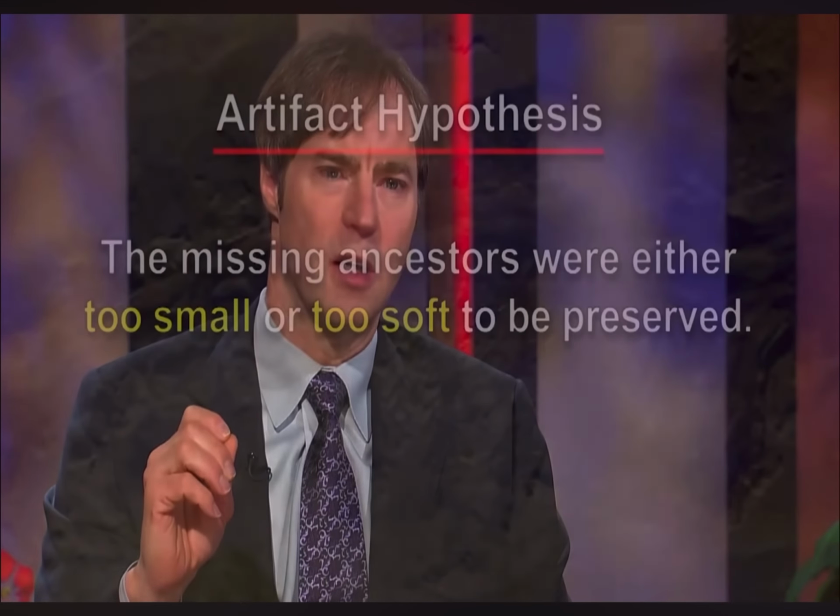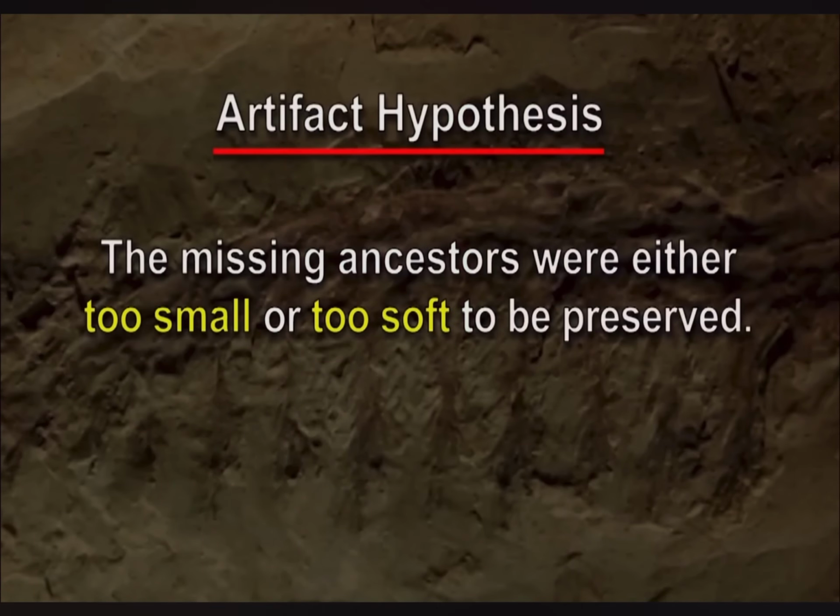So what people are now saying is that the fossils are missing because of incomplete preservation. In particular, the idea that's put forward is that the missing ancestors weren't preserved because they were either too small or too soft to have been preserved. And that's the version of the artifact hypothesis that's still in currency. And yet there's been another discovery in China that has really challenged that idea. In fact, I think challenged it in a very fundamental way.